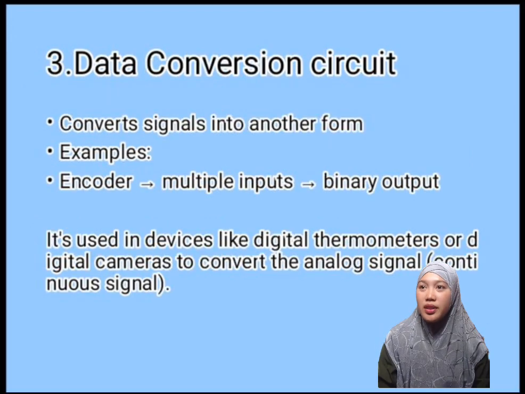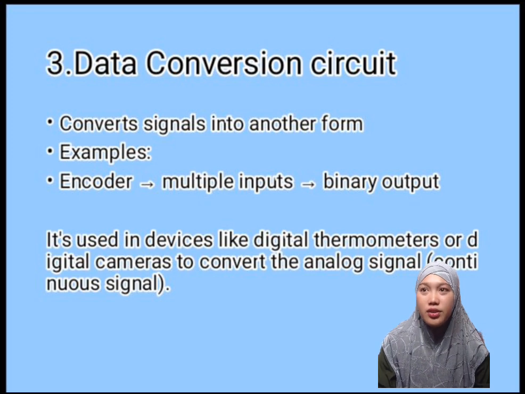Number 3, data conversion circuits. They convert a signal into another form. Examples are a digital thermometer or a digital camera.